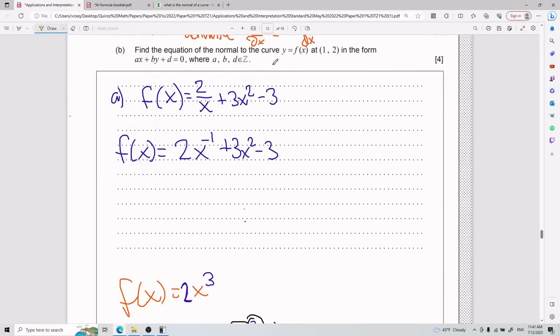So if I apply the derivative now, this negative 1 is going to come down and multiply, so it's going to be negative 1 times 2, and this x is going to be x to the power of negative 1 minus 1. This 2 is going to come down to the 3, so it's going to be 3 times 2, x to the power of 2 minus 1. And this negative 3, what happens? It turns into 0.